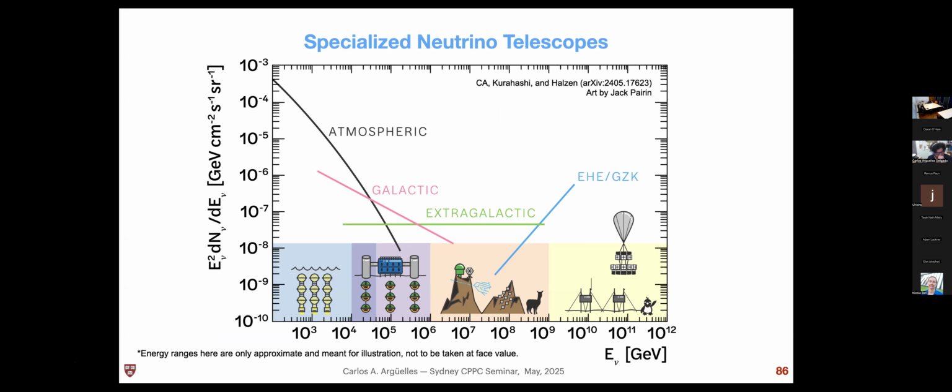They're very good at galactic neutrino searches. IceCube is very good in this intermediate energy range. And then these mountain observatories are very cost efficient in the energy range here. And then higher energy radio detectors are much more efficient than the others.